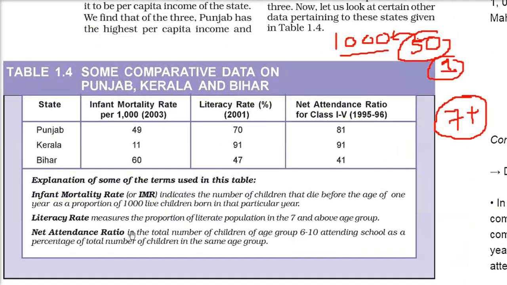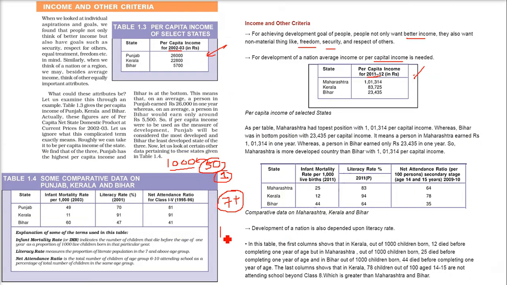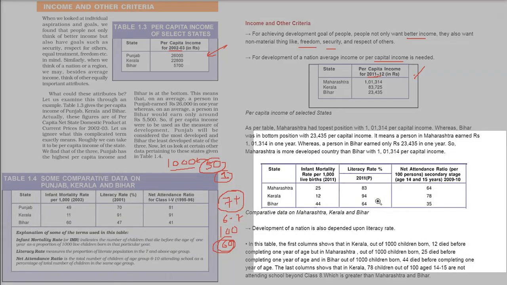Then the net attendance ratio is what? This is the total number of children of age group 6 to 10 attending school as a percentage of the total number of children in the same age group. That is, if there are say 100 kids in the age group of 6 to 10, and only 60 are attending, so 40 are not attending. So the net attendance ratio, or you can say net attendance value, is only 60 because 40 are not attending.